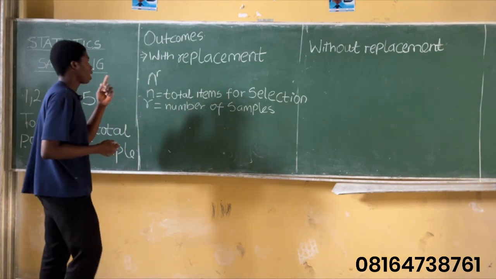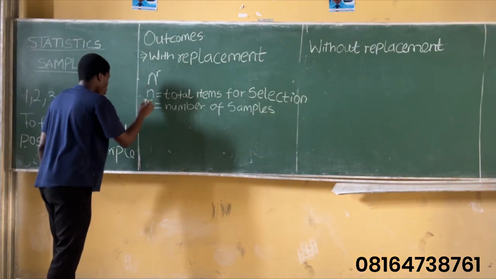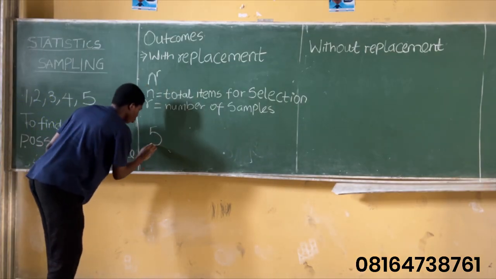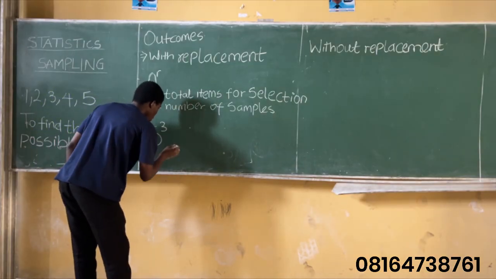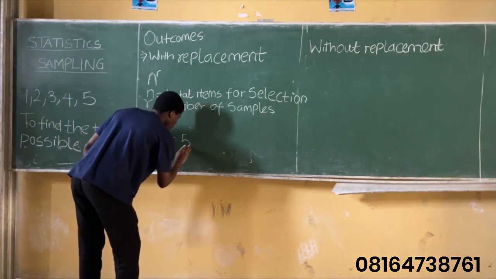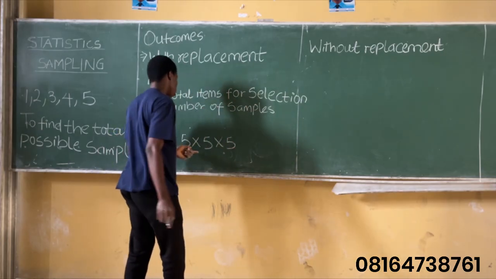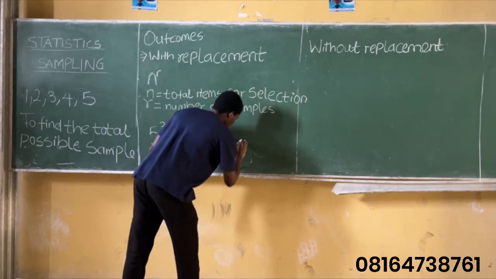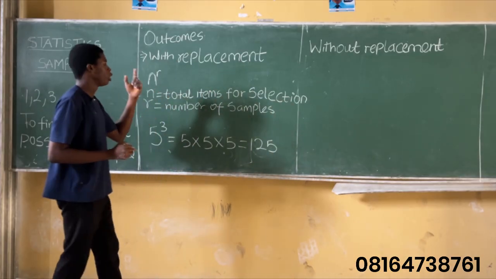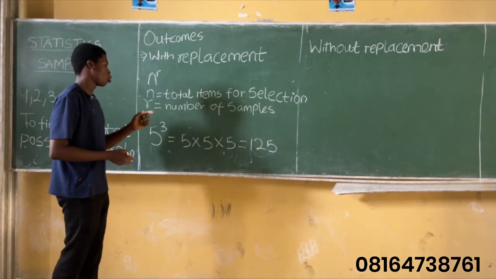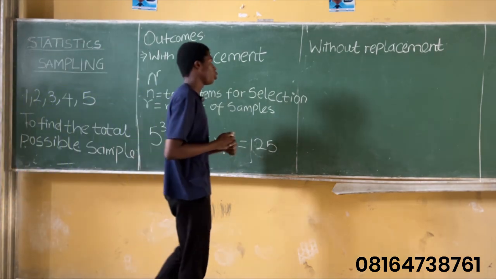So now we are tasked to take 3 samples from these 5 balls. So N is 5, and R is the number of samples we are taking, which is 3. So this is 5 times 5 times 5. So this is 25 times 5, which is 125. So if you do with replacement, you have 125 total possible samples. So let's look at without replacement.